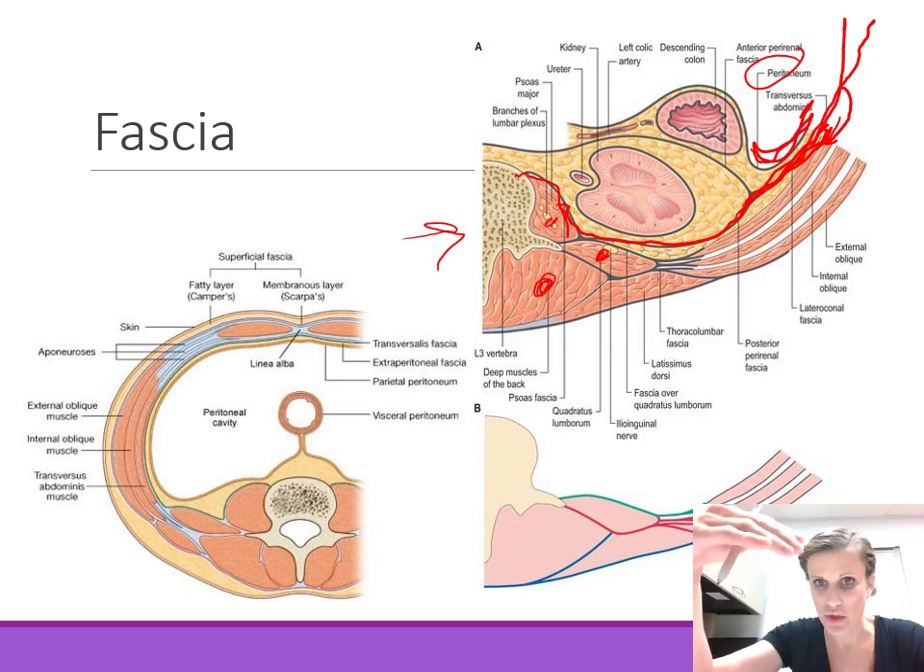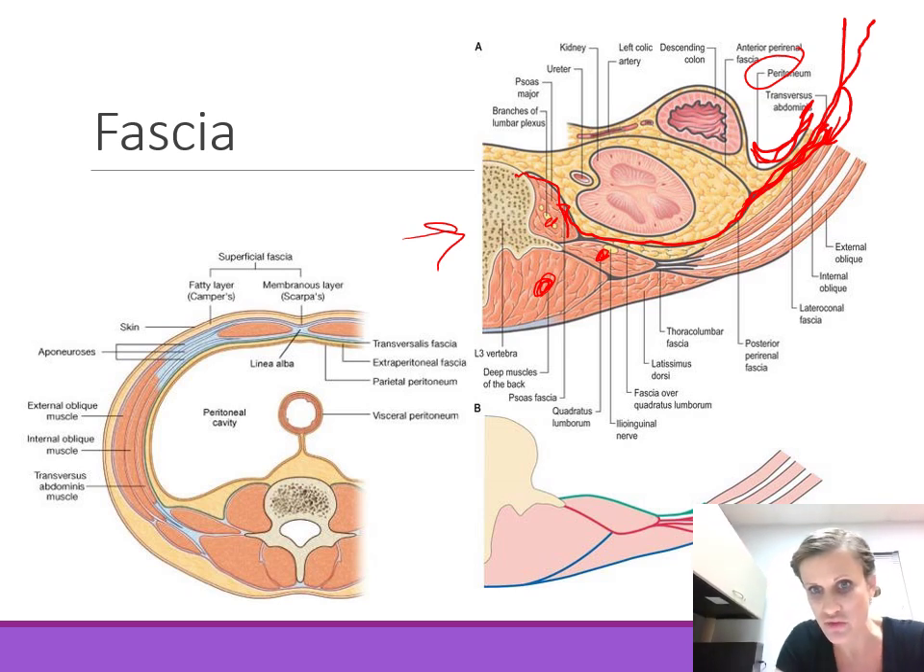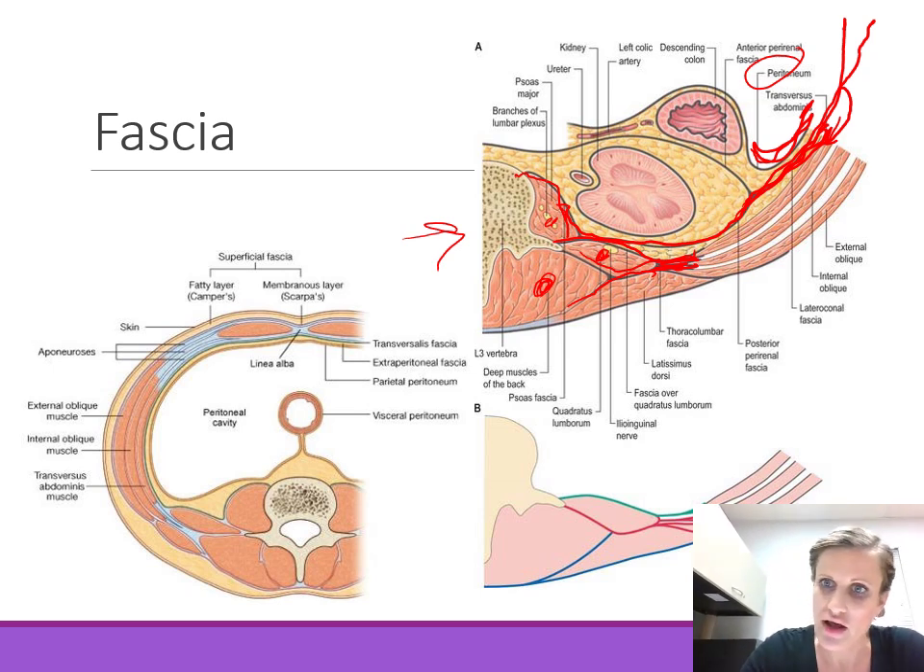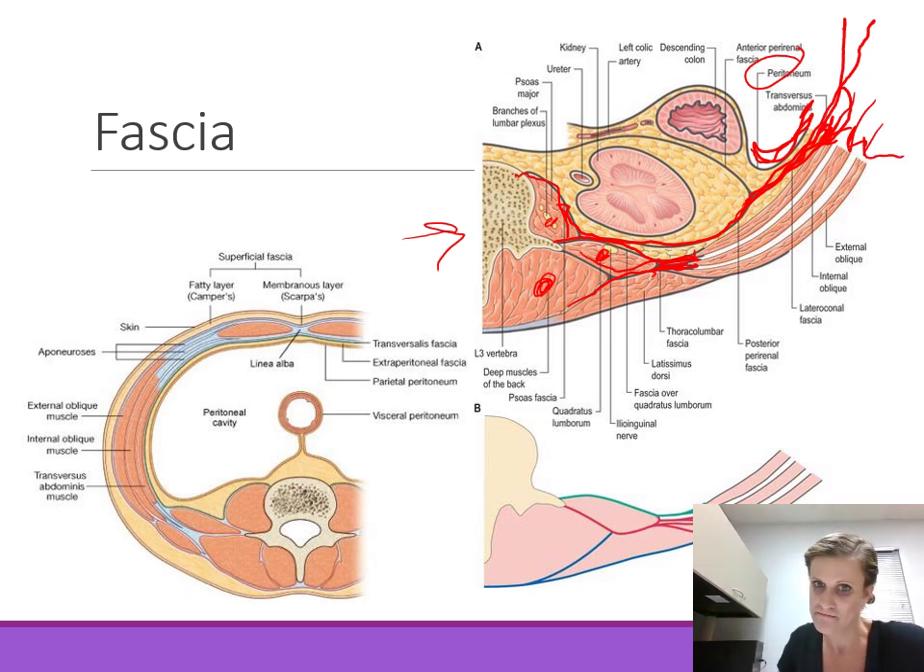And then moving more superficially, moving back from that, you see the thoracolumbar fascia, the anterior layer, and then the middle, and then the posterior layer. And they come over and attach to the origin of the transversus abdominis, the internal oblique, and the external oblique.